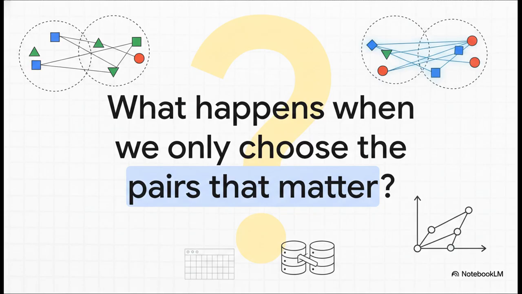We've learned how to generate every single possible pairing between two sets. But what happens when we start being selective? What happens when we decide to only choose the pairs that actually matter for a specific purpose? Well, it turns out that by learning how to choose specific subsets, these specific relations, we unlock the power to describe everything from mathematical functions to the entire structure of databases. And that is exactly where we're headed next.